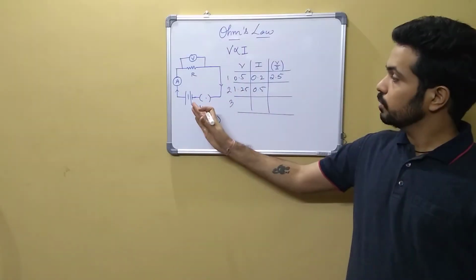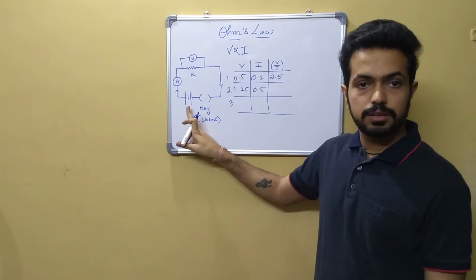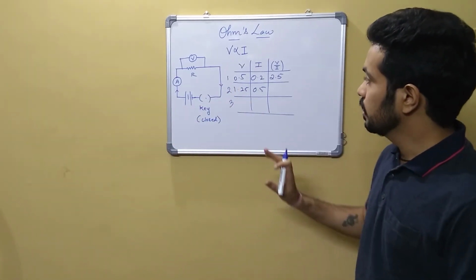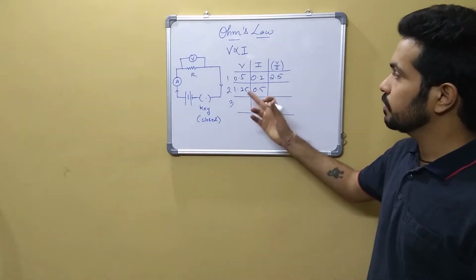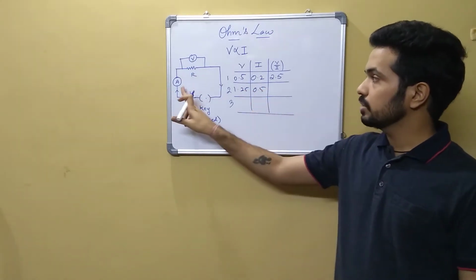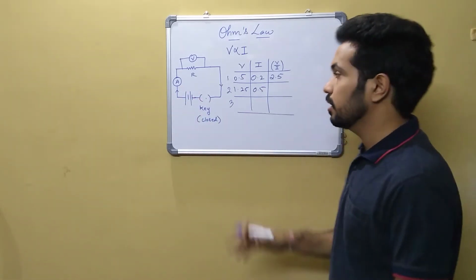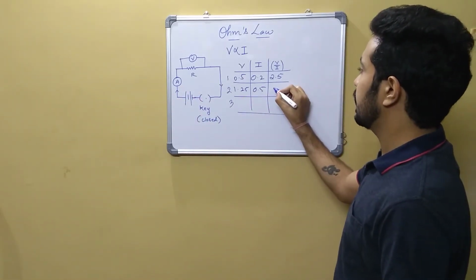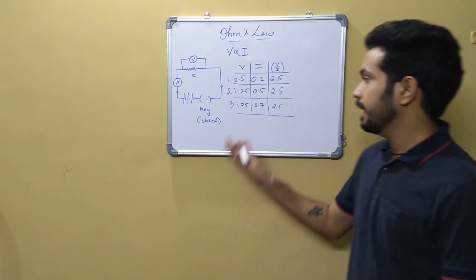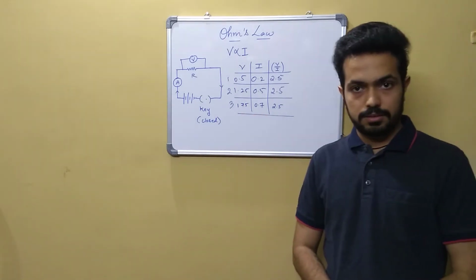Now if we have to take the second reading, as you can see over here, I have included one more cell in the combination of the cells. So now I take another set of readings. Say for example, I got V as 1.25 volt from the voltmeter and I as 0.5 amperes from the ammeter. Again I take the ratio of V by I and I get it as 2.5. For the third set of readings, again I have connected one more cell in the combination and I have got the reading accordingly.